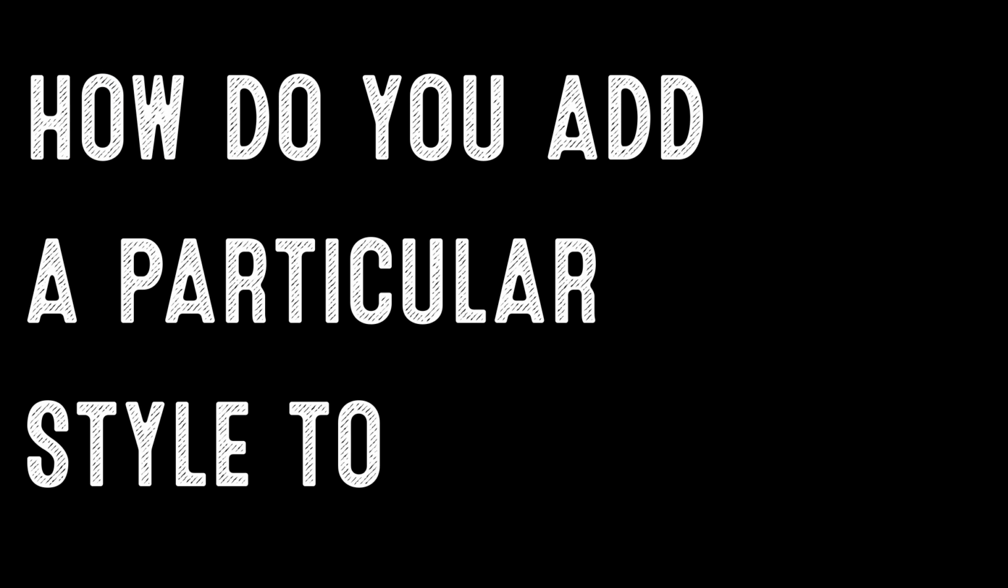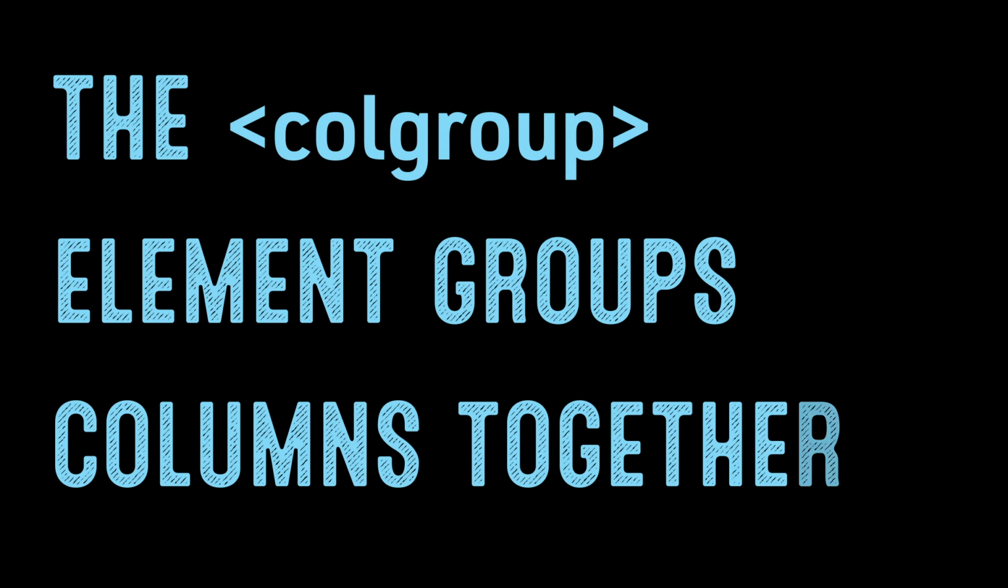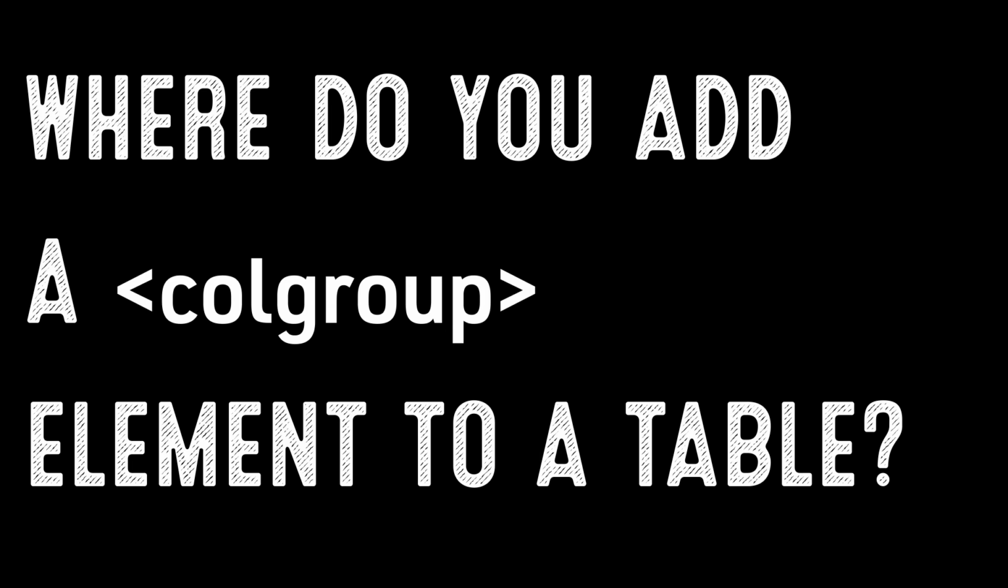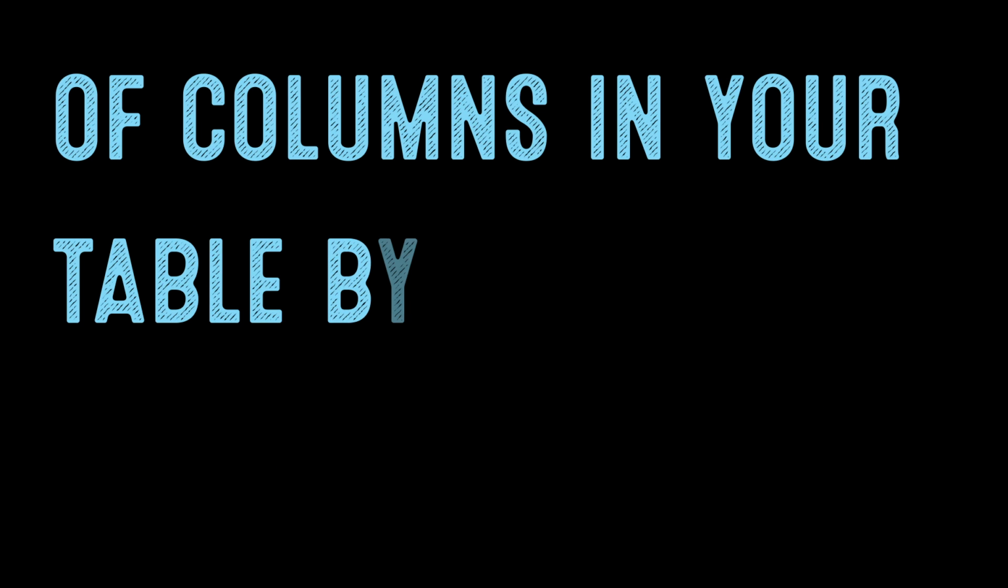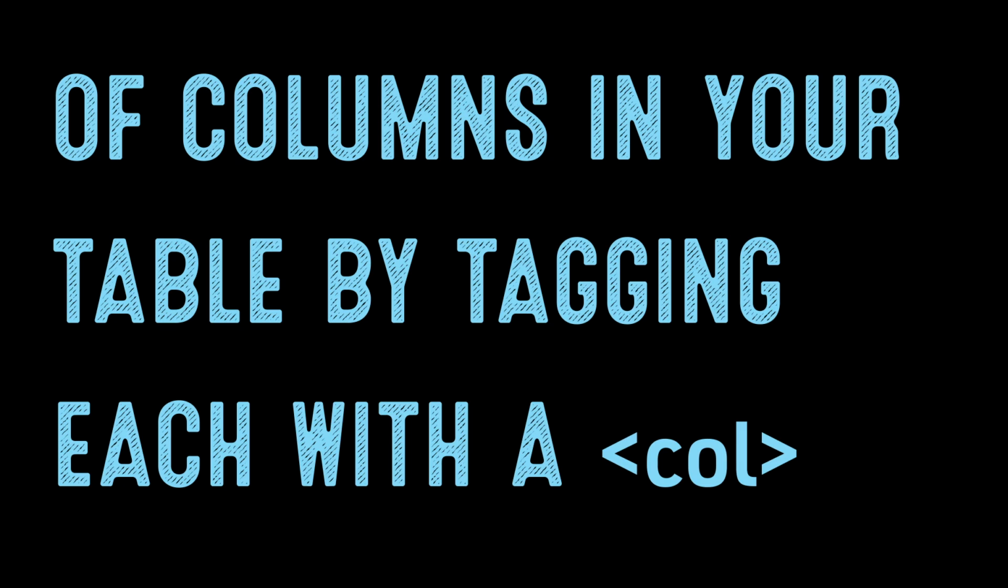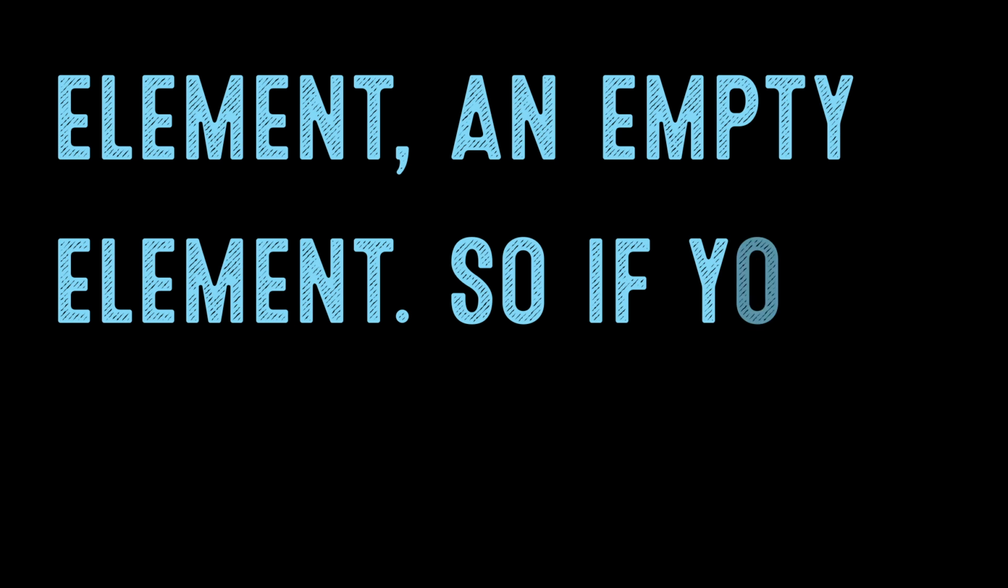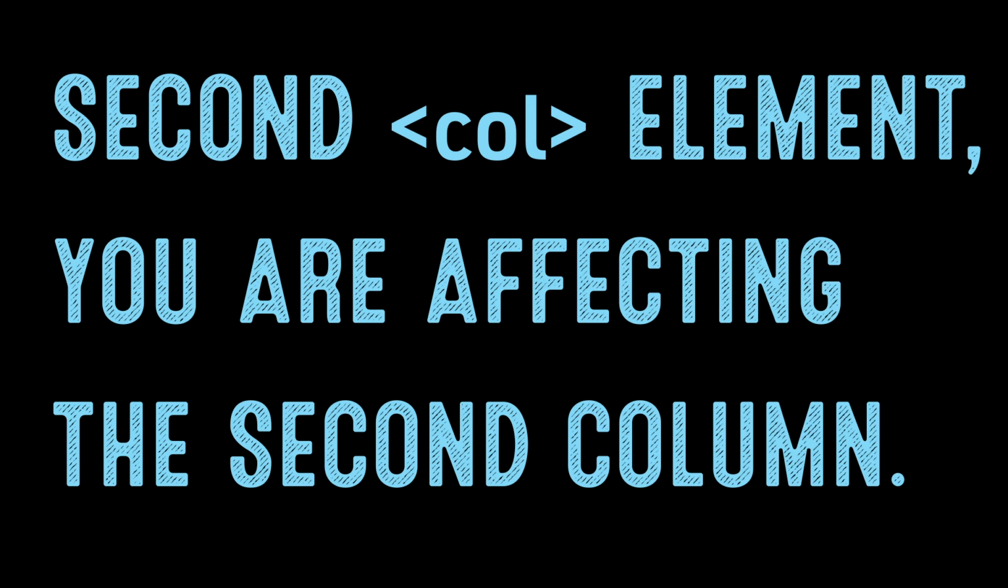How do you add a particular style to more than one column? The colgroup element groups columns together. Where do you add a colgroup element to a table? The colgroup element is added right after the table opening tag and will contain the total number of columns in your table by tagging each with a COL element, an empty element. So if you add styling to the second COL element, you are affecting the second column.